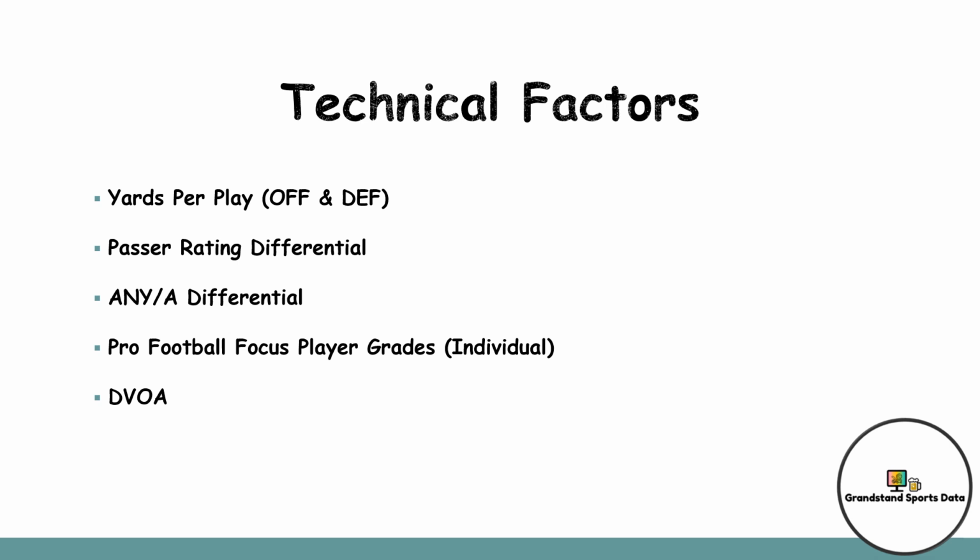Next is going to be passer rating differential. This has been a huge prediction indicator. 80%, that's right, 80% of all Super Bowl champions have finished in the top five in passer rating differential. And 50% of all winners finished in the top two. Crazy numbers right there. Next is adjusted net yards per attempt differential. This is very much like passer rating. This stat also correlates well with wins, but it factors in sacks where passer rating does not.